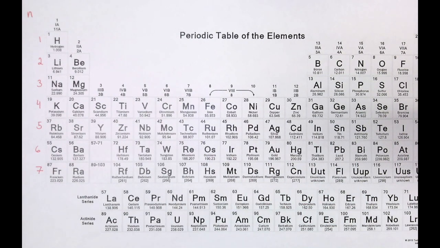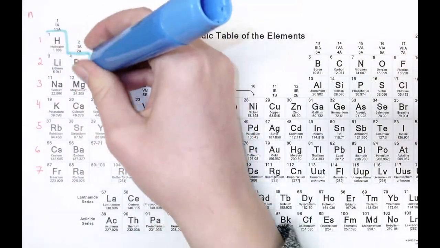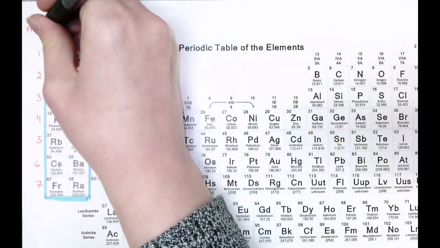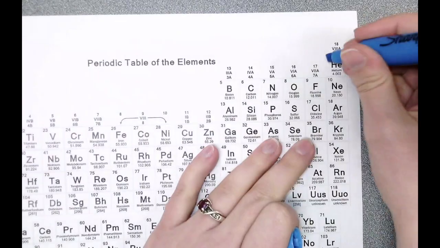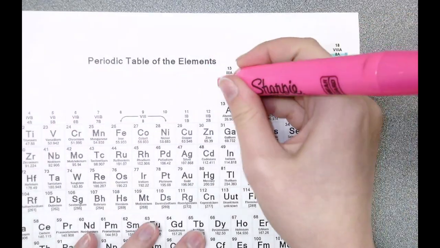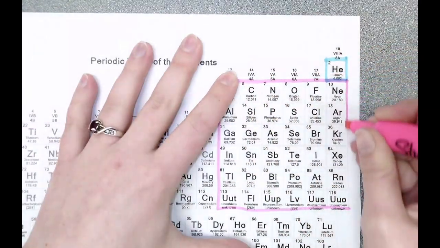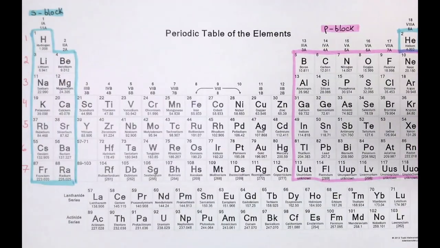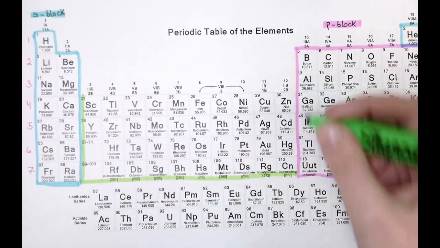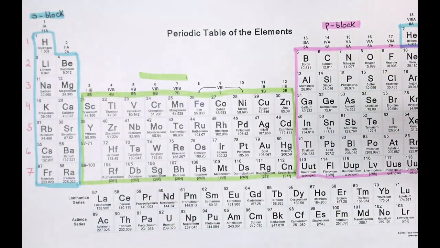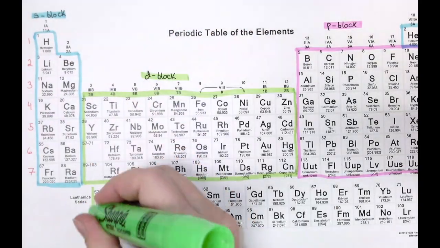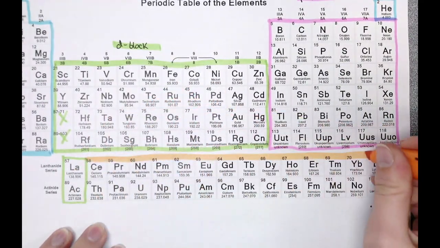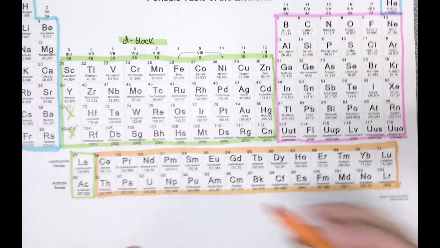Next, pull out another color because we are going to outline our first 2 columns. This represents the S block. Make sure that you label it as well. Also, helium is still a part of the S block. Get another color. For this section, this is the P block. The middle section here is our D block elements. And don't forget that lanthanum and actinium are also D block elements. And lastly, we have our F block elements.